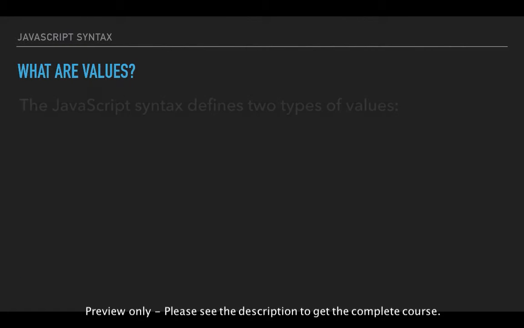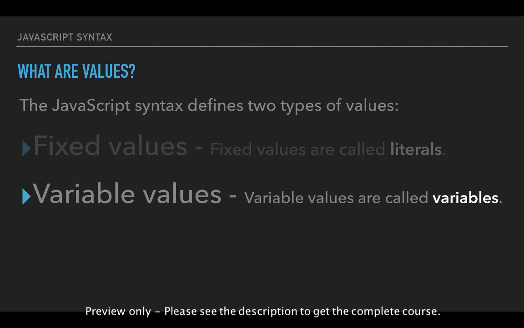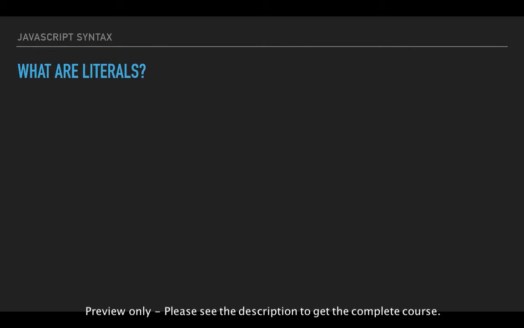What are values? Well, the JavaScript syntax defines two types of values. One is fixed values, which is nothing but literals. The next is variable values, which is nothing but variables. So a fixed value or a literal will not change. A variable value has a tendency to change.